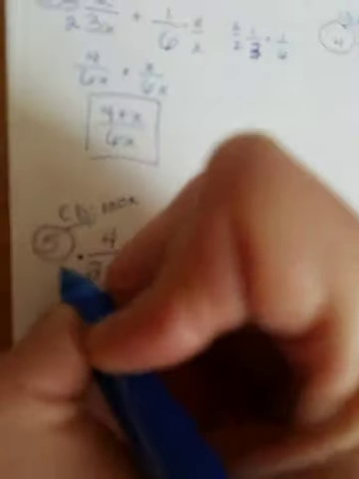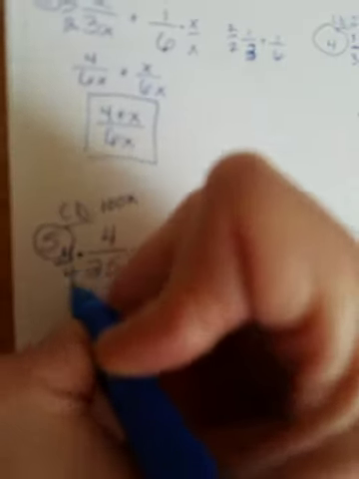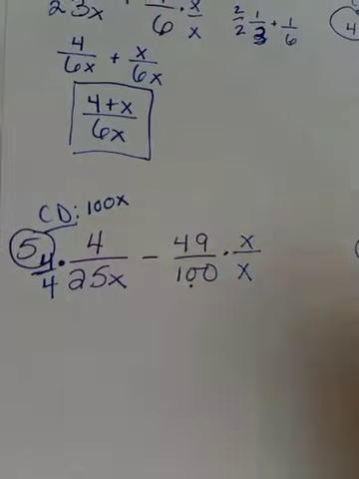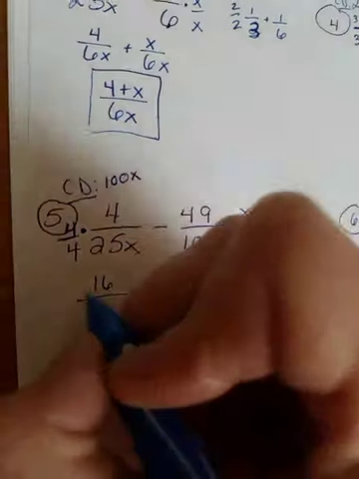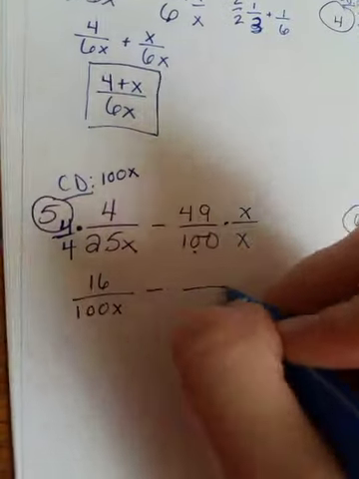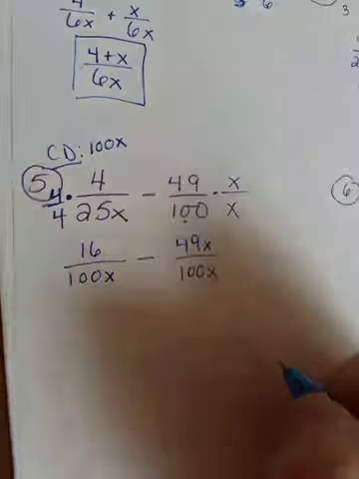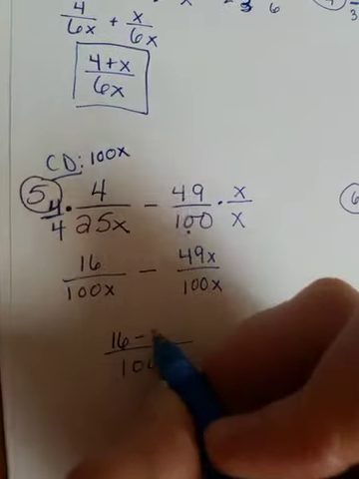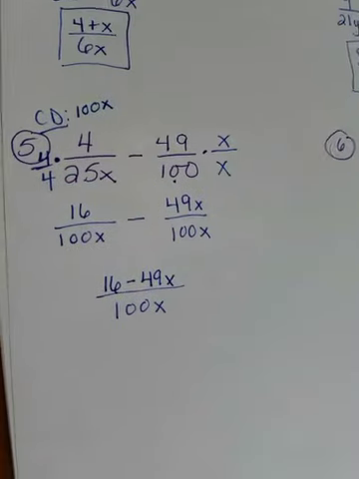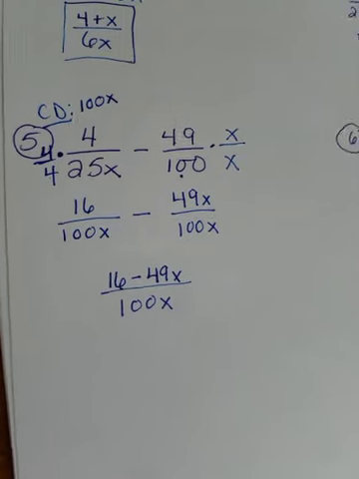Okay, so how do we make 25x into 100x? 25 times what gives you 100? 4. So 4 over 4. And how does 100 turn into 100x? Need to multiply the top and bottom by x. So here we go. 4 times 4 is 16. 4 times 25 is 100x, minus 49 times x is 49x, over 100x. So our denominator is 100x. Numerator is 16 minus 49x. Can I factor anything out of all of those? I don't think so. That's my answer.